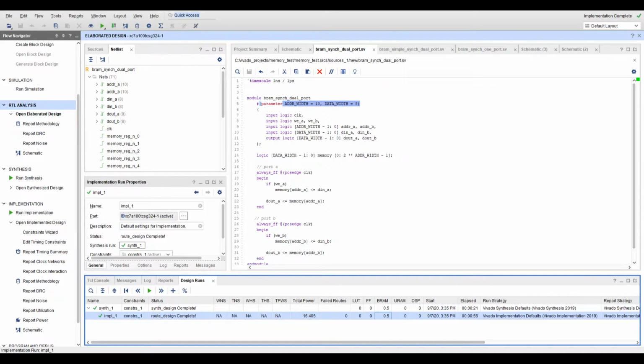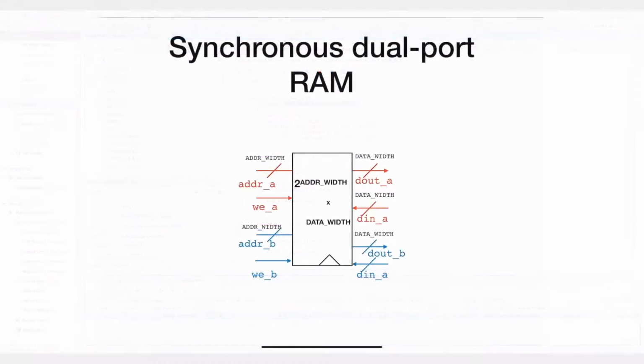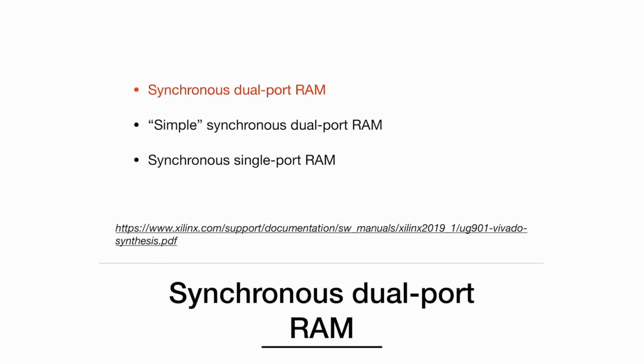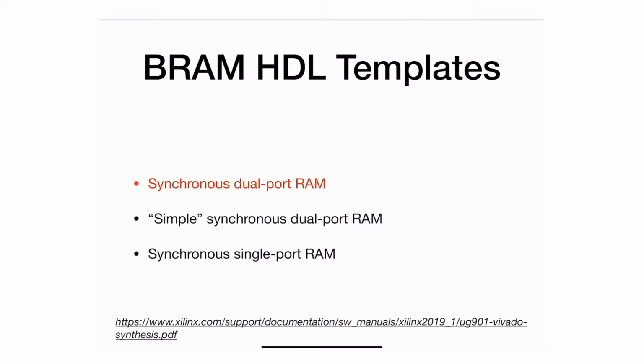Okay, so what happened in here? Just to summarize, we have written certain code that Vivado interpreted as needing to use a BRAM. Where did I get this code from? I got it from this particular link in here.